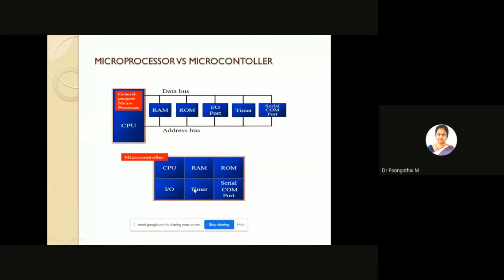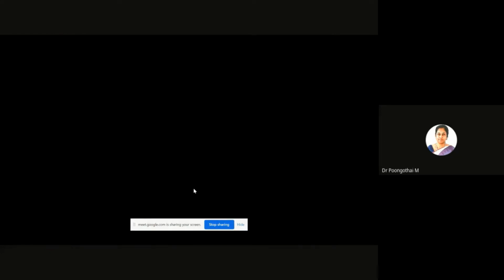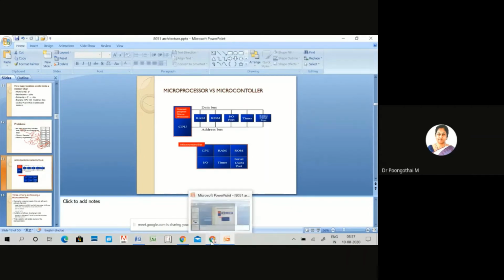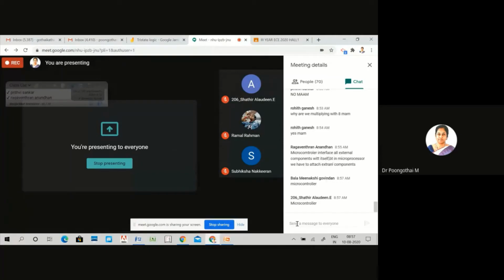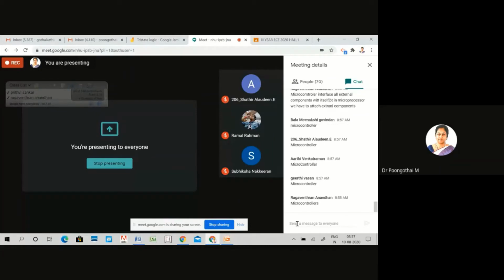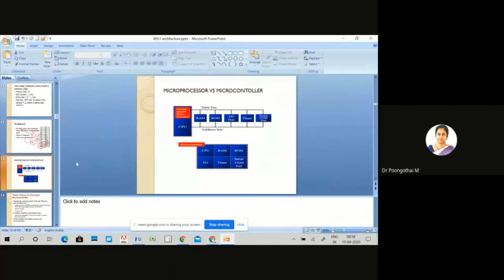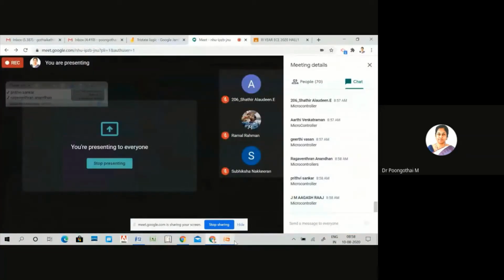So which is the cost effective one, microprocessor or microcontroller? According to this structure, which one is the cost effective? Very good. Microcontroller is the cost effective because in case of microprocessor, we have to add additional components. And microprocessor is for general purpose application and microcontroller is for specific application. So please note down the simple differences between microprocessor and microcontroller. Please note it down.